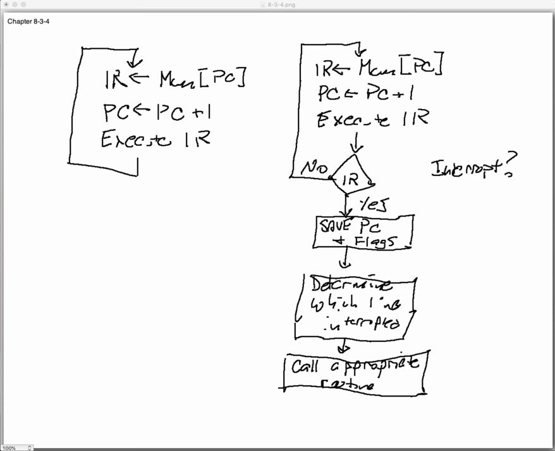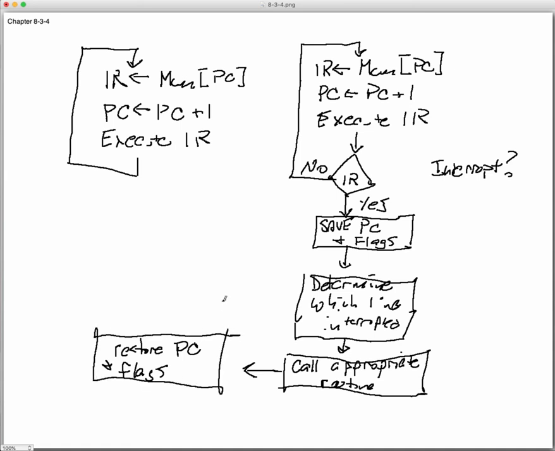Then what we're going to do, I'm running out of room here. I'd normally be drawing it down, but I'm going to come over here. Once I'm done with that, I need to restore the PC and flags that I saved over here. And then from there, I can go back around here. Kind of a messy thing.